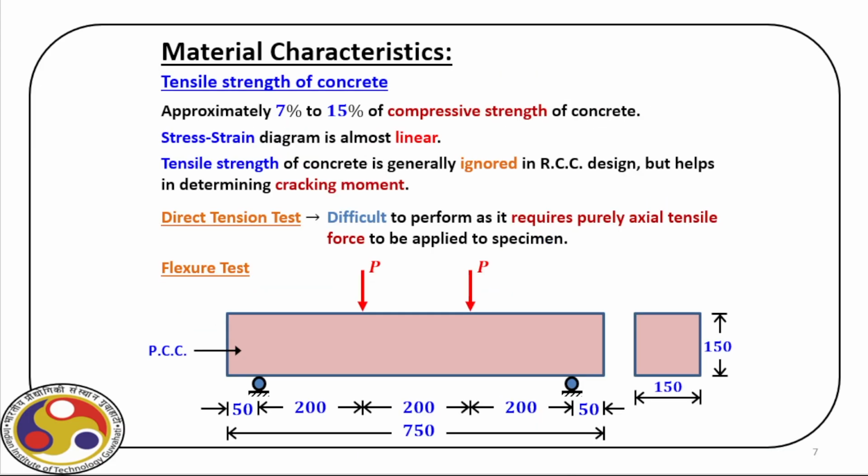Now, if we consider the tensile strength of concrete, then it is very difficult to apply direct tension, because for that you have to have a sample where we have to apply this direct tension, and that's the reason sometimes flexure test is carried out. And normally this tensile strength is about 7 to 15% of the compressive strength, and you can easily notice that it is very small compared to compressive strength.